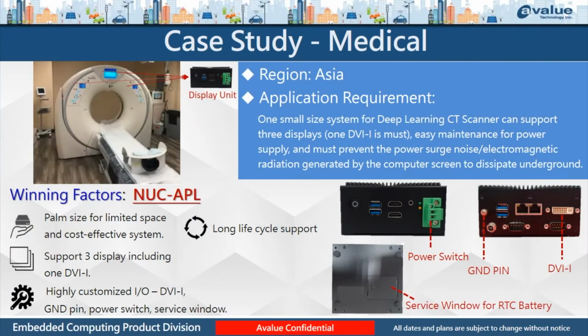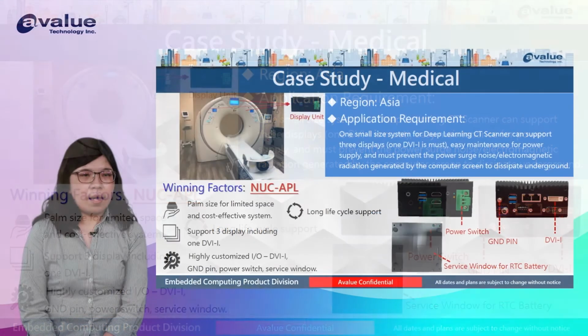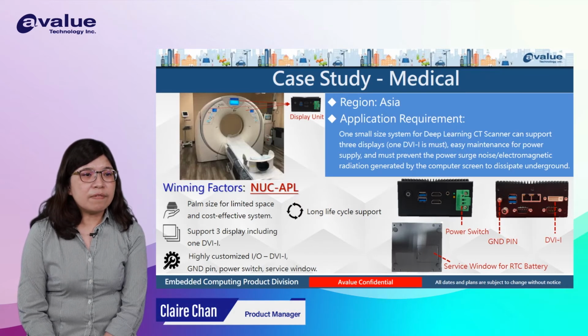Okay, in this case, we worked with a medical company in Asia. The customer requires not only an ultra small system with 3 displays, one of which must be DVI to be installed in the CT scanner, but also support for a longevity life cycle. Besides, the system must prevent the power surge noise from the computer screen by dissipating it to the ground. Furthermore, in order to fulfill easy maintenance for the power supply, we propose NUC APL as a solution.